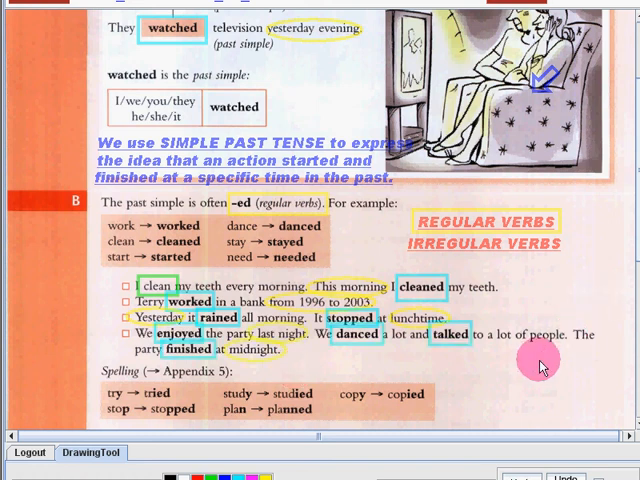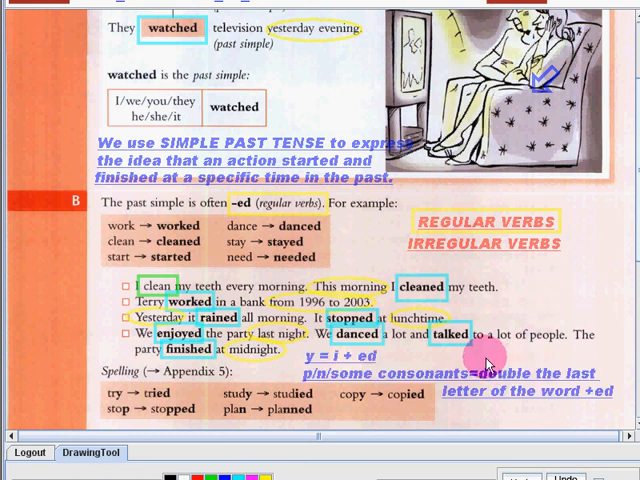So as you can see, in this sentence, we have a series of completed actions in the past. All of these actions happened in a past time. So our verbs here are enjoyed, danced, talked, and finished. All of these actions started and finished last night. So we know that these actions are all in the simple past tense. Also, if you have noticed, all of our verbs here are regular verbs because they end in ed.